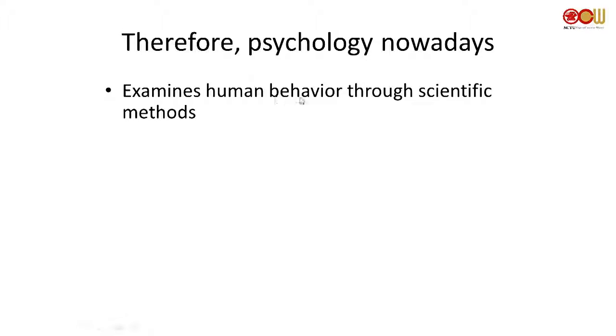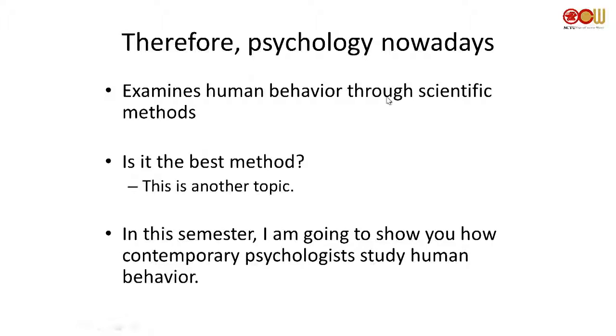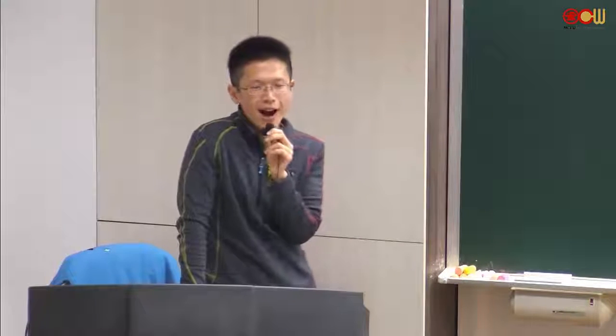When people talk about science, therefore psychology nowadays examines human behavior through scientific method. Some people might be kind of skeptical about this. Can we really do science on psychology? Okay, because when we are talking about science, a very important characteristic about science is you have to quantify the thing you want to measure. Like, the numbers are quite important in science. But in psychology, somehow there are some psychological things which are really hard to quantify.